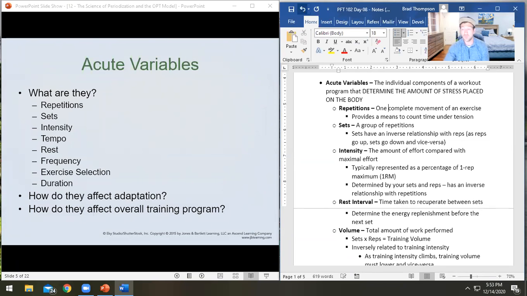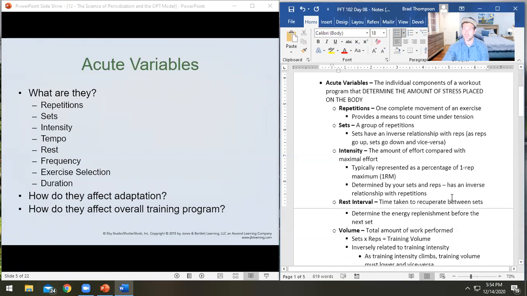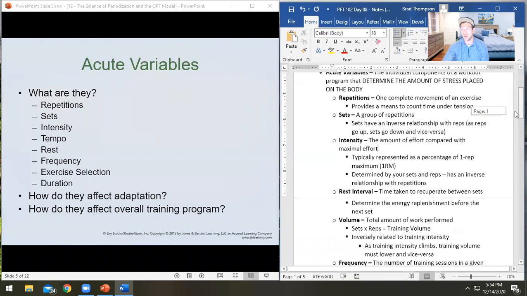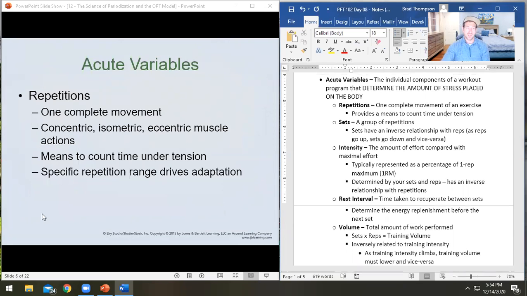So we do have all of our definitions here. I'm going to move through these pretty quick because I know you guys know these definitions, but repetitions, right? The big thing I do want you to know, the acute variables, again, determine the amount of stress placed on the body. That note right there is often the version of a question you'll see. But how do they come up with these numbers? Well, through trial and error and practice and understanding of mechanical, neuromuscular, and metabolic specificity, which are all based on the principles of understanding human physiology and human adaptation.